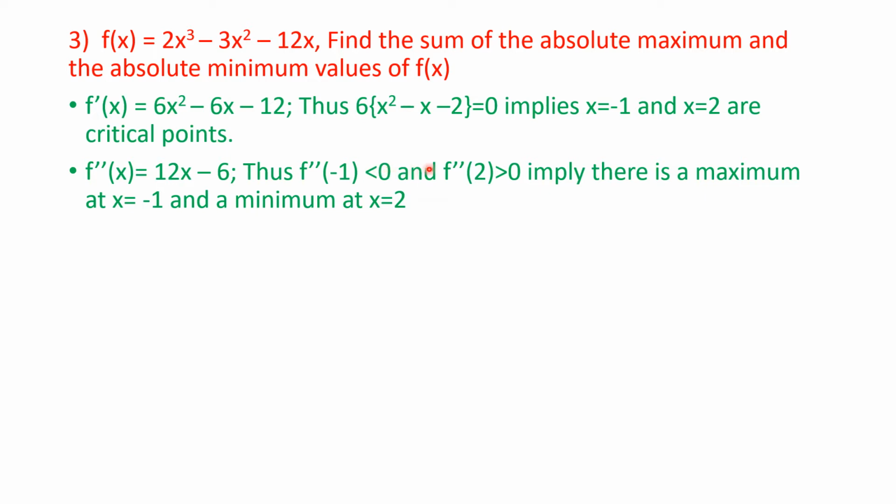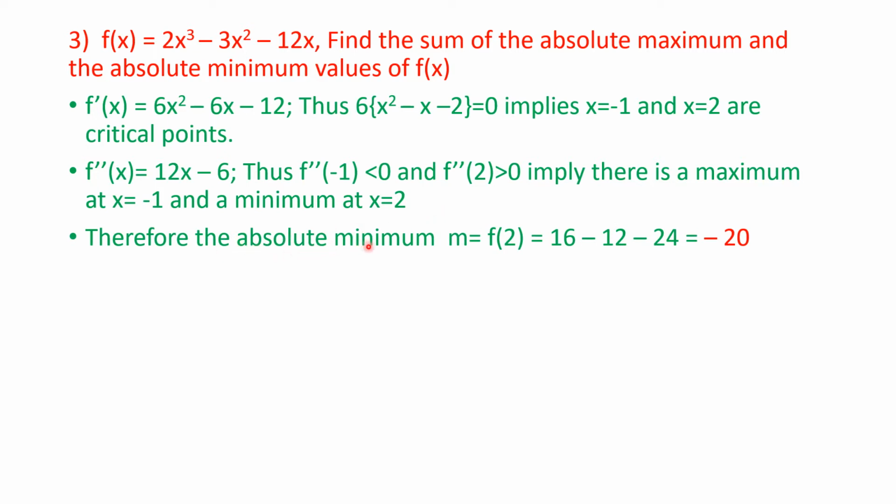And if we evaluate f double prime at x equal to 2, we get a positive value, and that means we have a minimum at that point. So there is a maximum at x equal to negative 1, and there is a minimum at x equal to positive 2. Therefore, the absolute minimum, lowercase m, will be equal to, we have to evaluate it from the function equation.